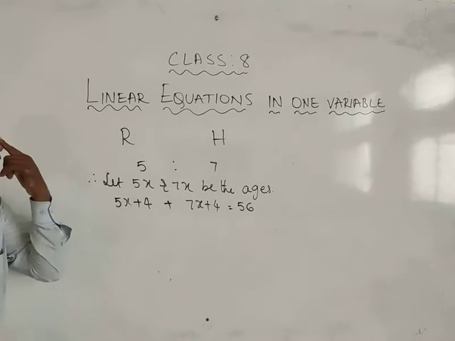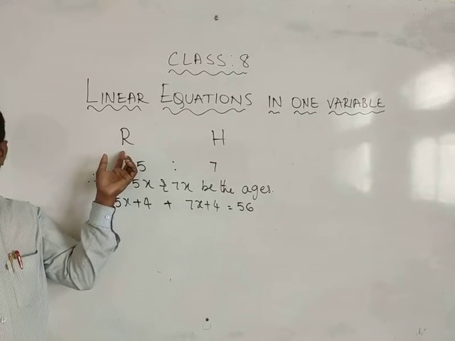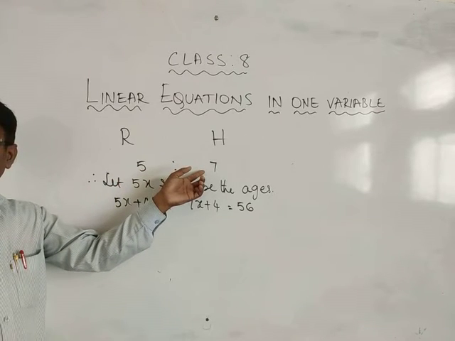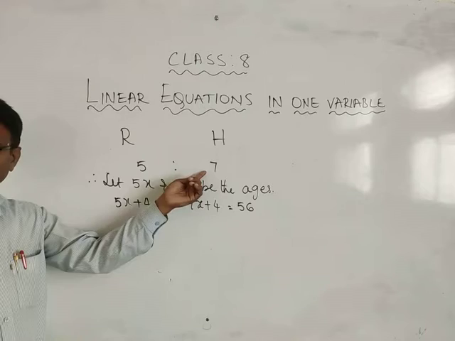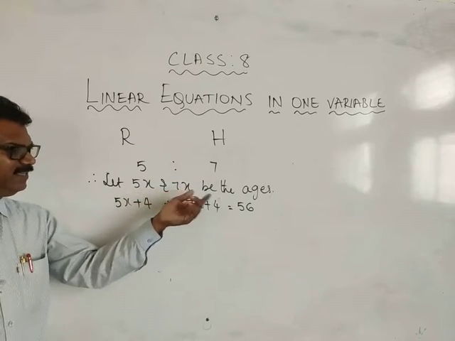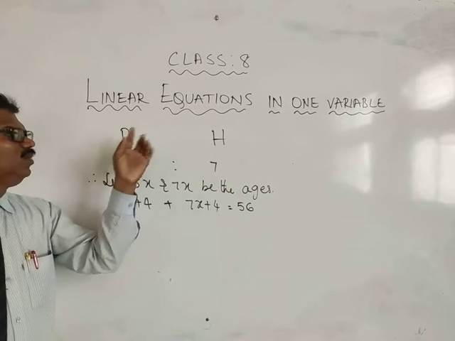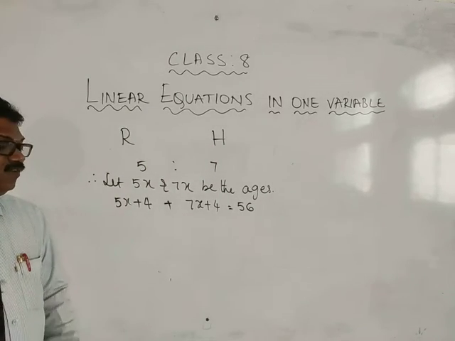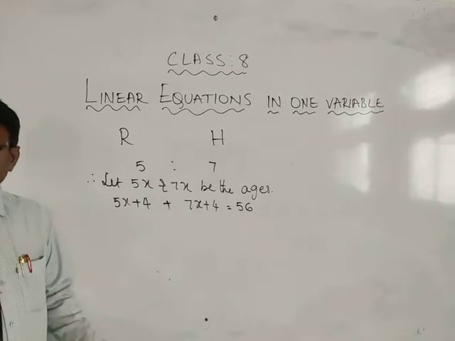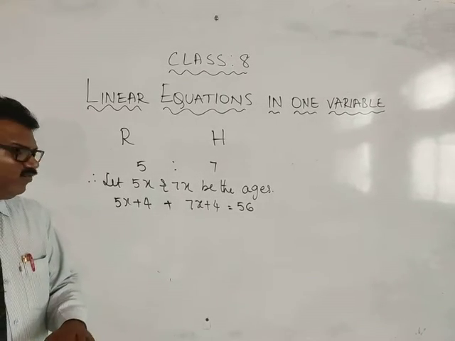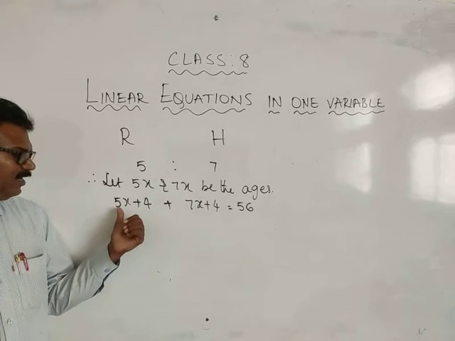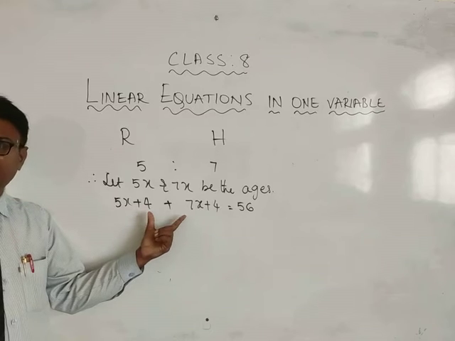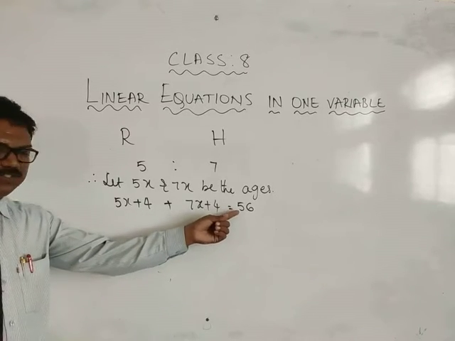One more time. There are two friends, Rahul and Harun. Their ratio is 5:7. That means let 5x and 7x be the ages of Rahul and Harun. After 4 years, or 4 years later, is one and the same. Now 5x plus 4 and 7x plus 4. If their ages are added, the sum equals 56.